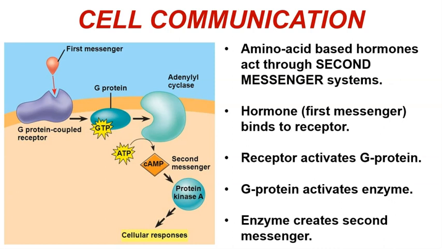To summarize all of this, even though the amino acid-based hormone cannot enter the cells that they control, that amino acid-based hormone still has the ability to influence what that cell is doing by way of this second messenger system.